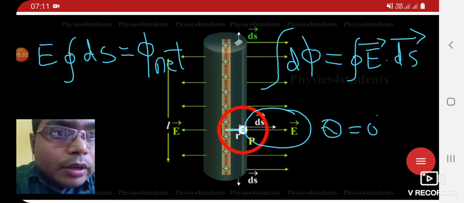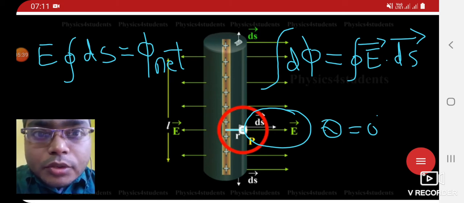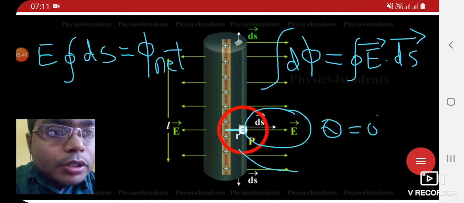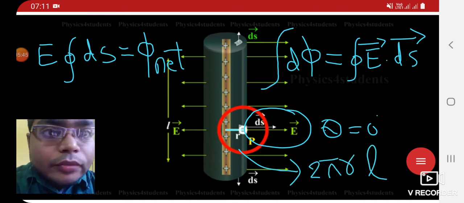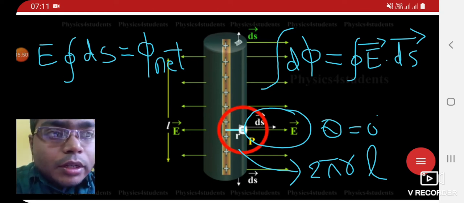Now, can anyone tell me what is the area of this curved surface? From maths, you have the area of the curved surface of the cylinder. So that is given by how much? 2 pi r multiplied by the length of the cylinder, right? So what is the length of the cylinder? L. So here the curved surface area is given by 2 pi r multiplied by L.